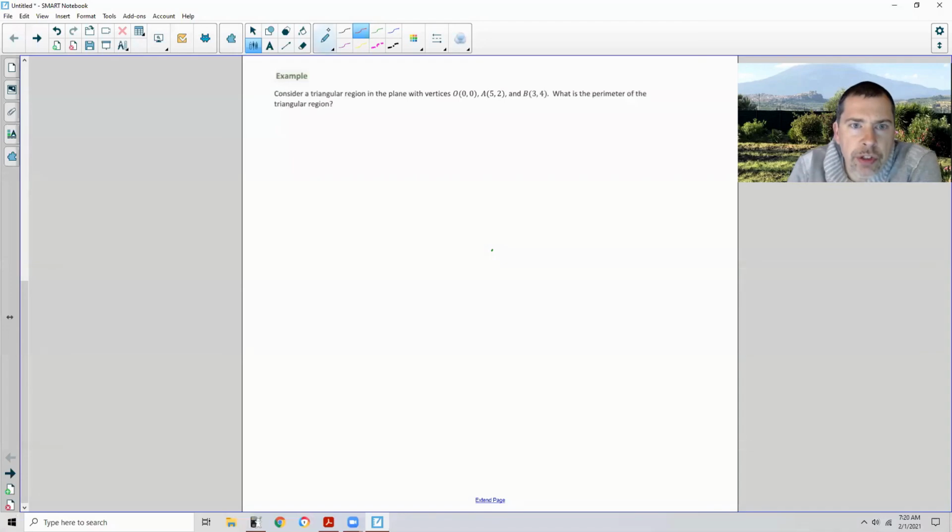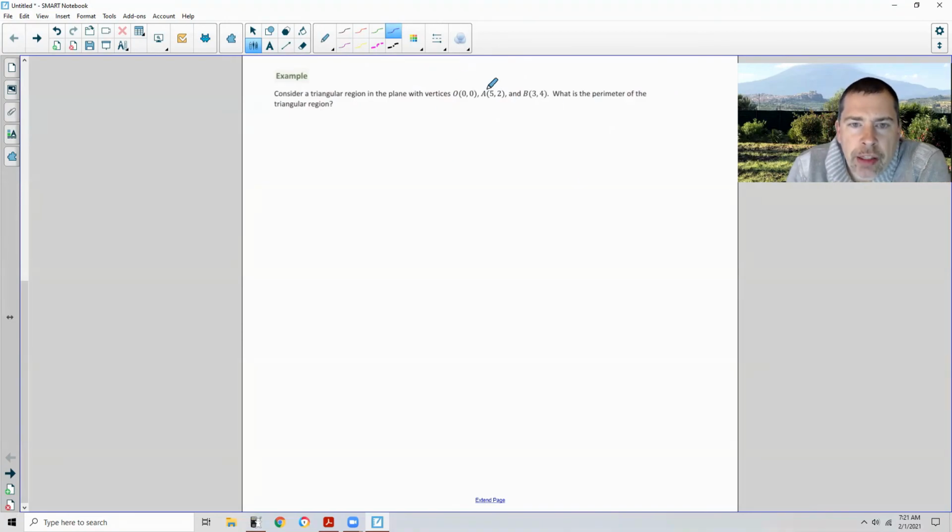Okay, so this is our first example in the lesson, and it says, consider a triangular region in the plane with a vertex of 0, 0. A is 5, 2, and the point B is at 3, 4. What is the perimeter of the triangular region? Okay, so if we are going to draw this, do we need to draw it? We don't. Let's just do it without a diagram.